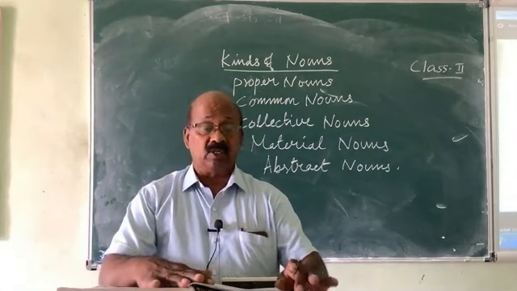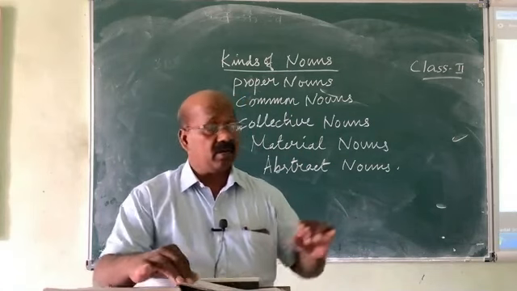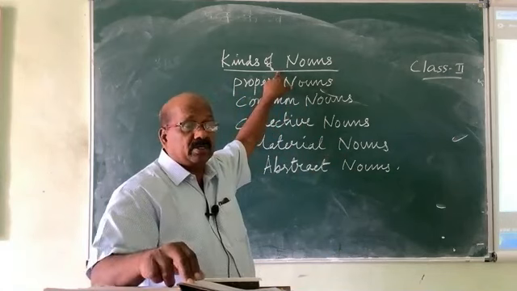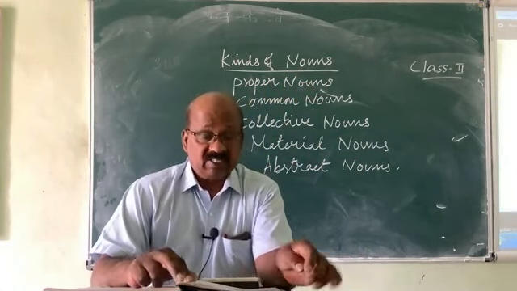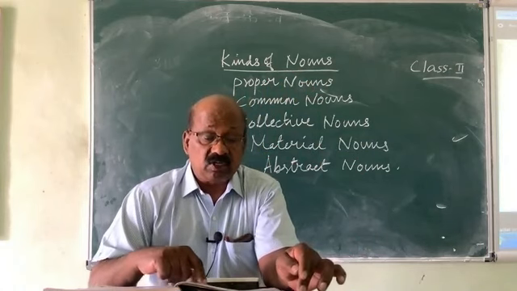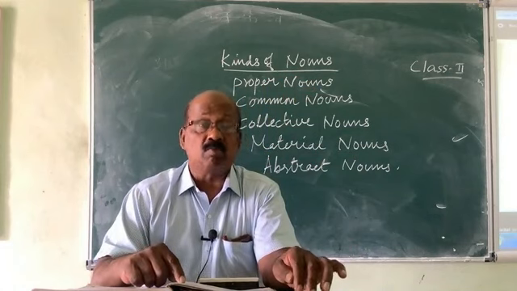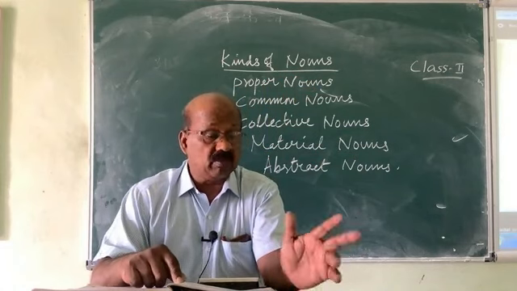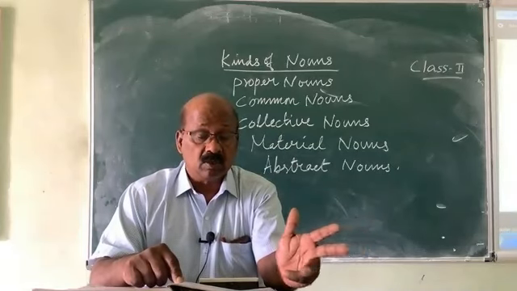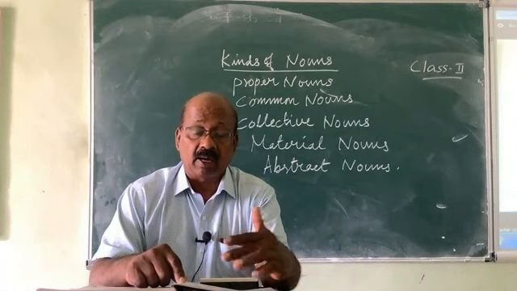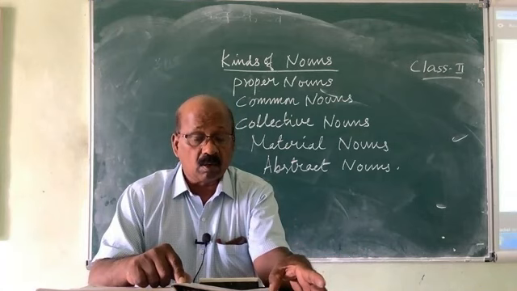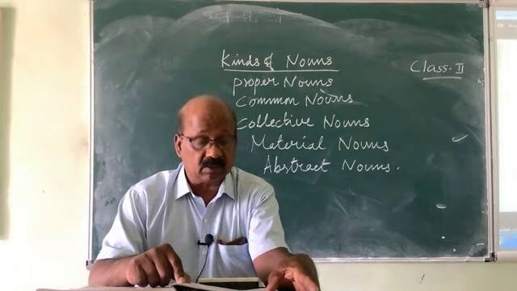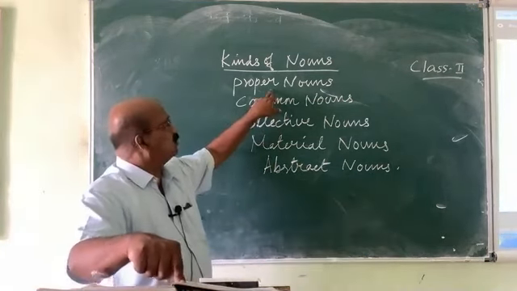So the next heading is kinds of nouns. I shall read it once. The diversity in the various tangible and intangible components of the universe, people, place, things, living beings, feelings, professions, caste, group, material, etc., has influenced the categorization of nouns as proper noun, common noun, collective noun, material noun, and abstract nouns. So we begin with the proper noun.